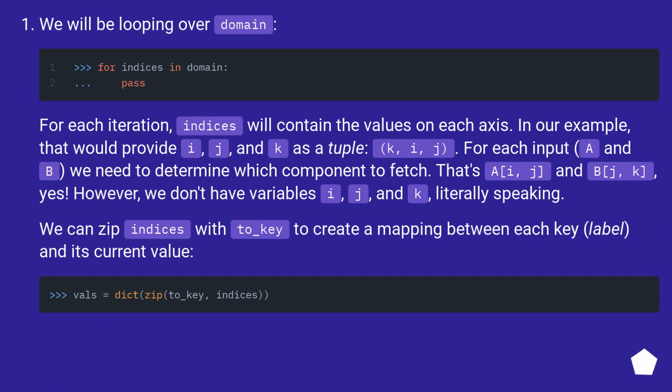we will be looping over domain. For each iteration, indices will contain the values on each axis. In our example, that would provide i, j, and k as a tuple, (k, i, j), for each input, a and b. We need to determine which component to fetch. That's a[i, j] and b[j, k], yes. However, we don't have variables i, j, and k, literally speaking. We can zip indices with to_key, to create a mapping between each key, label, and its current value.